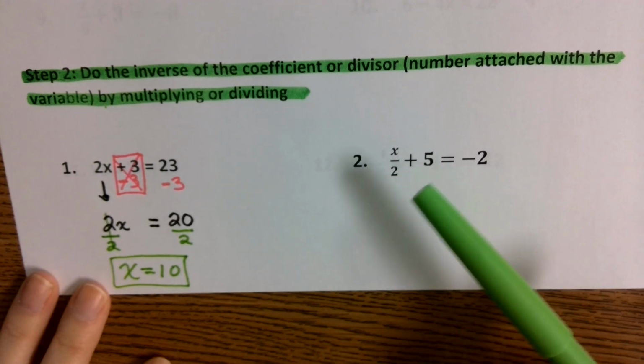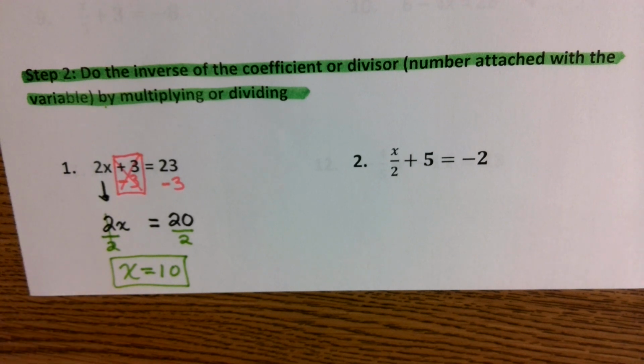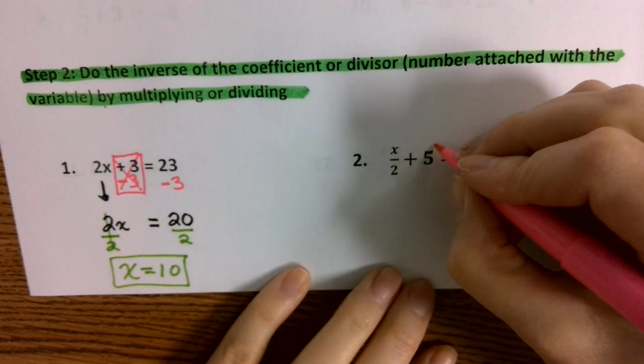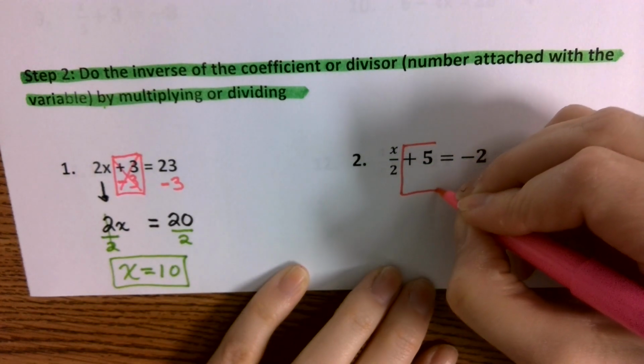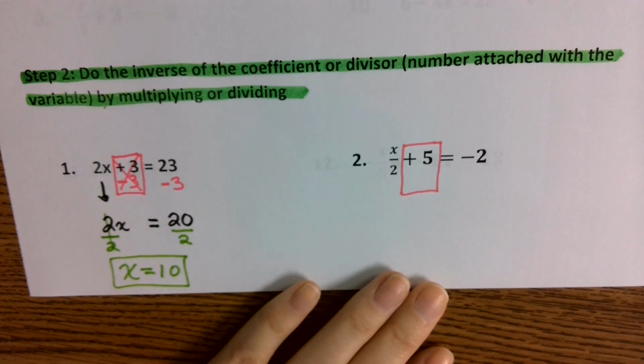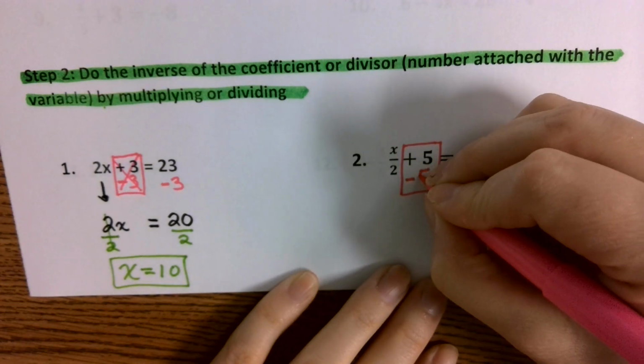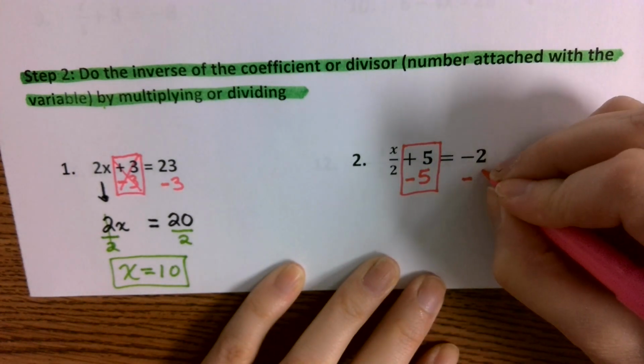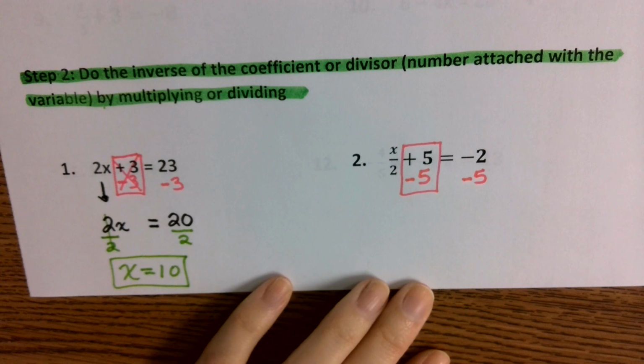For problem number 2, again, I want to focus on what the constant is. Which number up here is my constant? Which number is my constant? 5. Okay, that plus 5 happens to be my constant, so I want to do the inverse operation to that plus 5, which means I'm going to subtract 5. I'm going to subtract 5 from both sides of the equation.